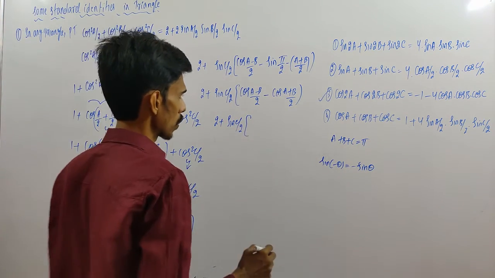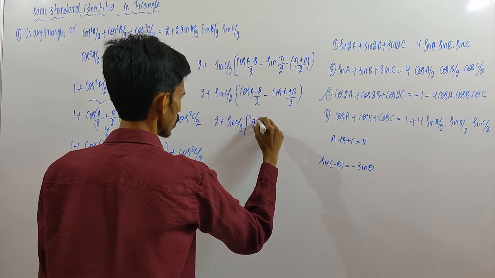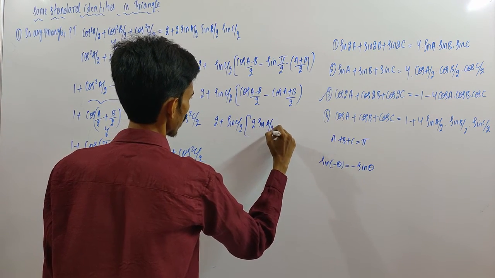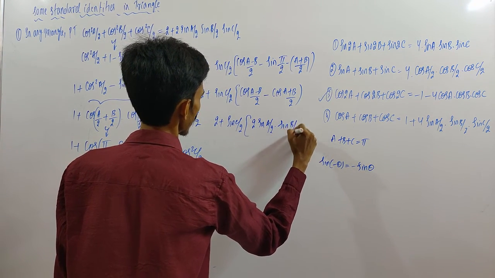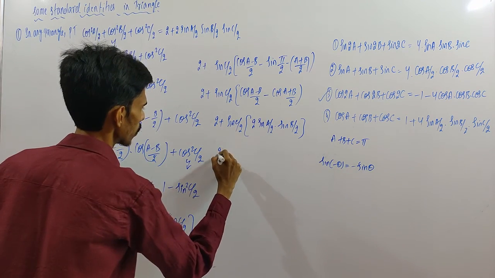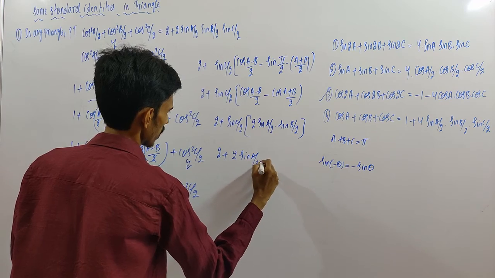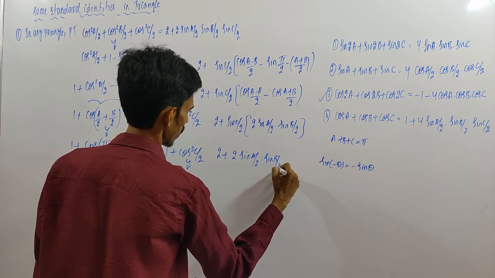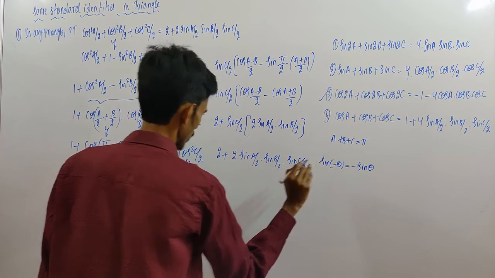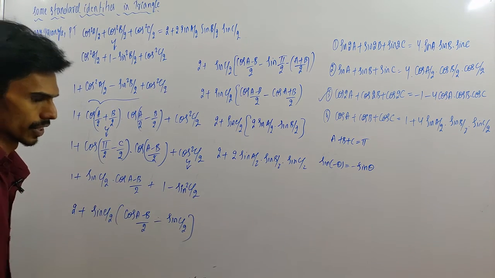Cos A minus B minus cos A plus B is 2 sin A sin B. So it will become 2 into this 2 sin A by 2 sin B by 2 sin C by 2. We got RHS.